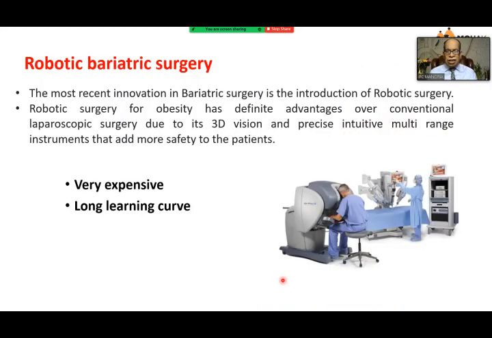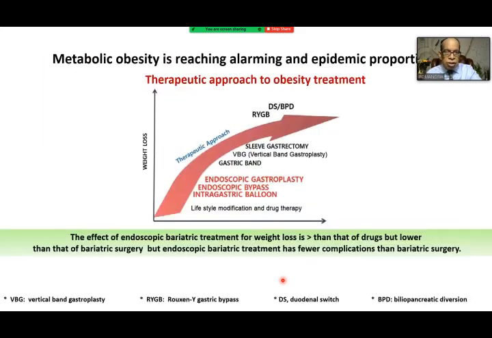Then we have robotic bariatric surgery, and the most recent innovation in bariatric surgery is the introduction of robots. Robotic surgery for obesity has definite advantages over conventional laparoscopic surgery due to its 3D vision and precise innovative multi-range instruments that add more safety to the patient, but it's very expensive and the learning curve is long.